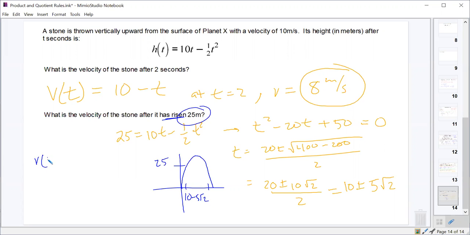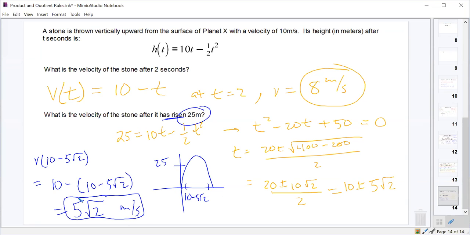So we want to find out what is v of 10 minus 5 root 2, which is 5 root 2 meters per second. If we'd used the other one, 10 plus 5 root 2, we'd have got negative 5 root 2 meters per second. That indicates to us that when it's going up, the velocity is positive, and when it comes down, the velocity is negative. Everybody good with that? Hopefully.